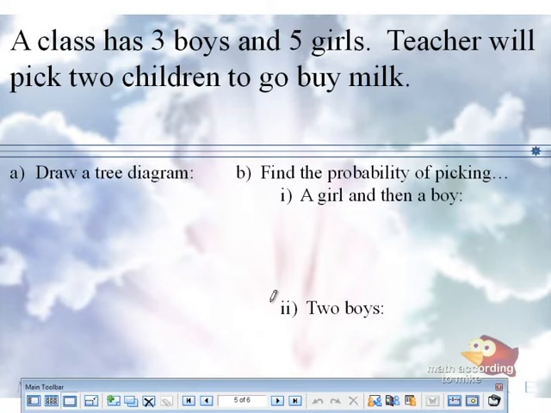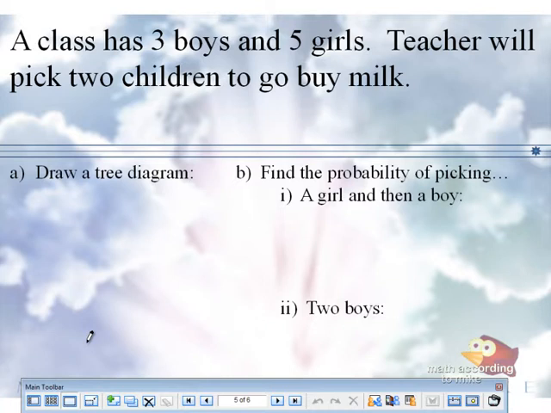No, I did not write in there, but hopefully you understand that a teacher can't pick the same child twice. We're also assuming that none of the children are clones, so there's no duplication of the children. Hopefully that cloning one is not a stretch.